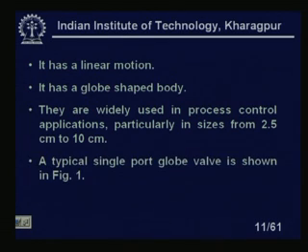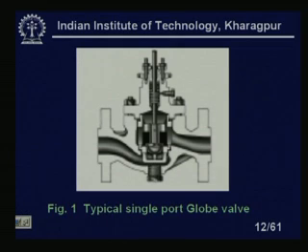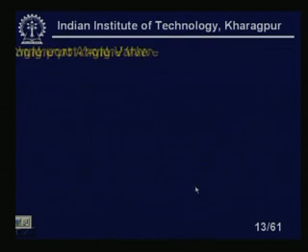A typical single port globe valve is shown in figure 1. You can see here the single port globe valve. Here the inlet is coming in the body. Here is a seat, so if the seat closes, the liquid cannot flow. This is the stem of the valve. There is a spring, and here you can see there is a packing. The diaphragm is not shown here. This is a typical single port globe valve.